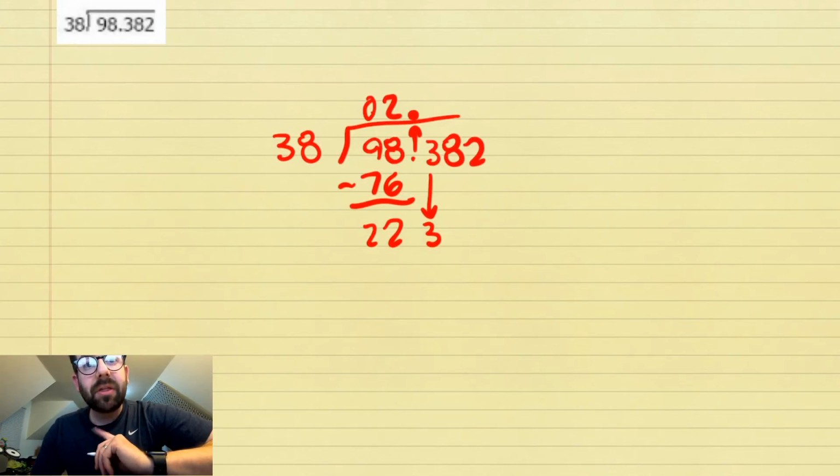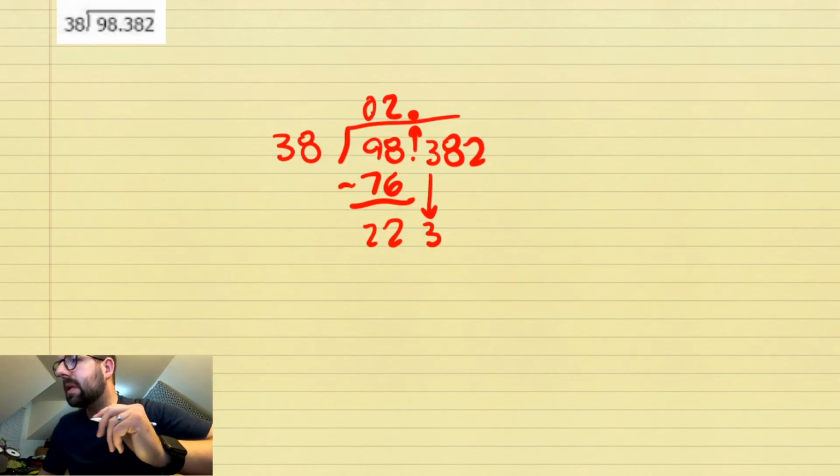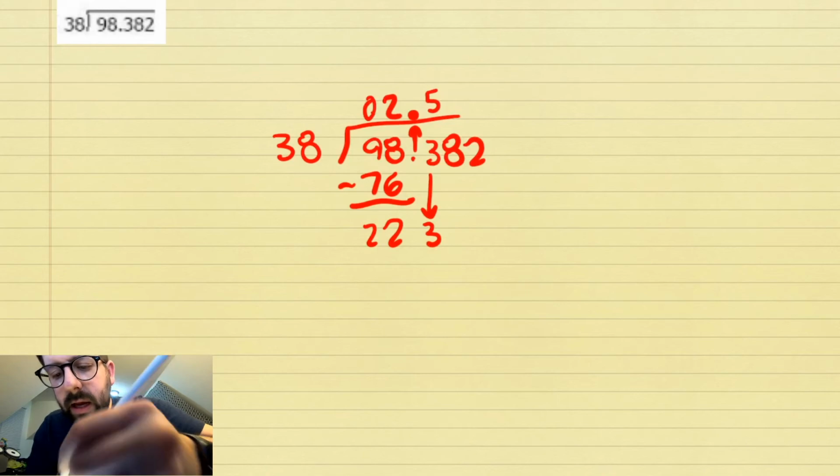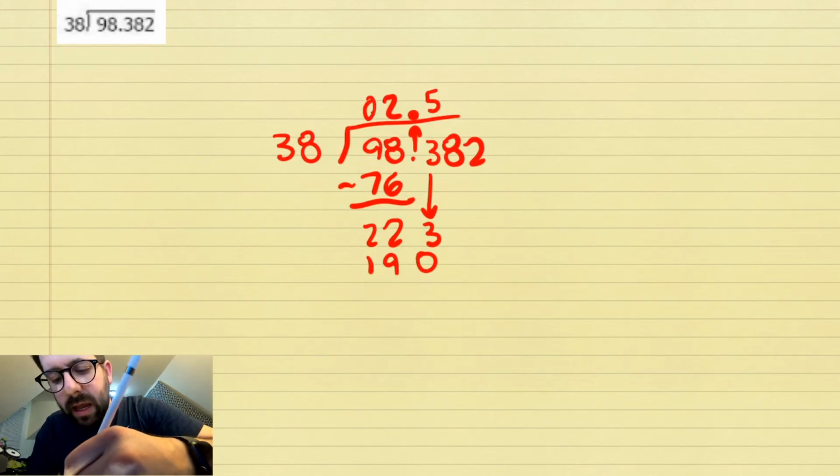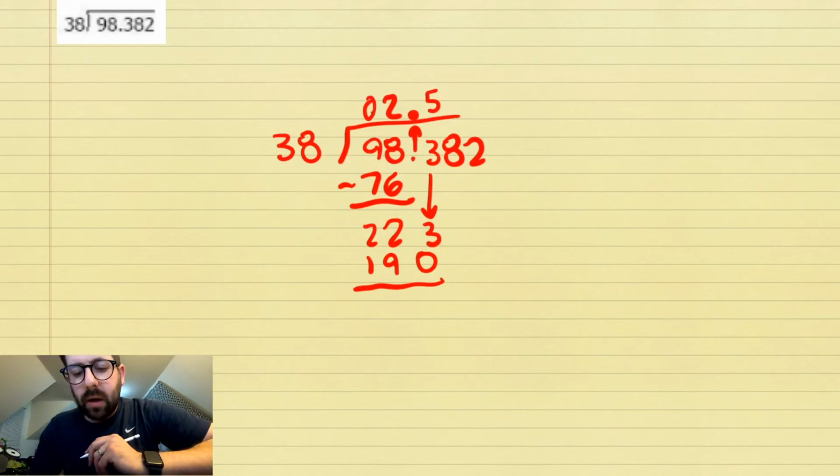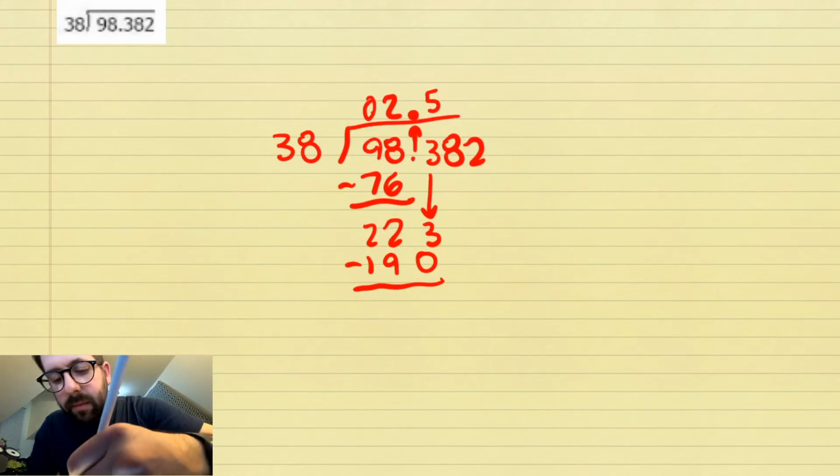Now I have to figure out how many times 38 can go into 223. So I try to figure out, okay, maybe 38 times 5. Too big? Let's see. 38 times 5, actually not too bad. 38 times 6, no. So it's got to be 38 times 5. 38 times 5 is 190. Okay, so I'm going to subtract straight down again.